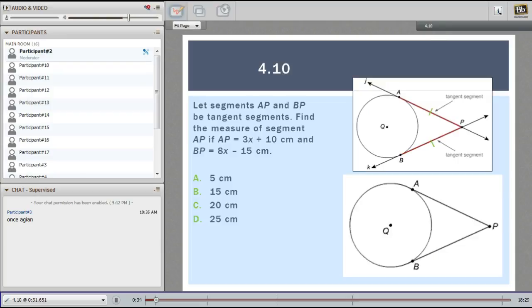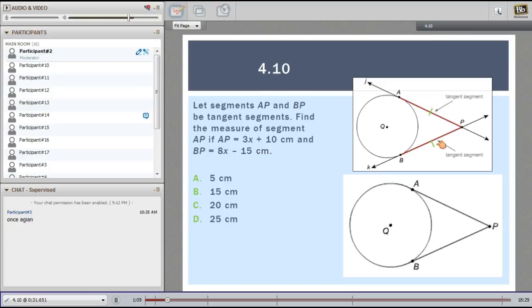All right, so 4.10. Let me give you polling just in case some of you already know the answer. Go for it, or if you want to give it a shot before I get done talking, feel free to try and solve this. It says let segments AP and BP, looking at this picture down here. Find the measure of the segment AP if AP equals 3x plus 10 centimeters and BP equals 8x minus 15 centimeters.